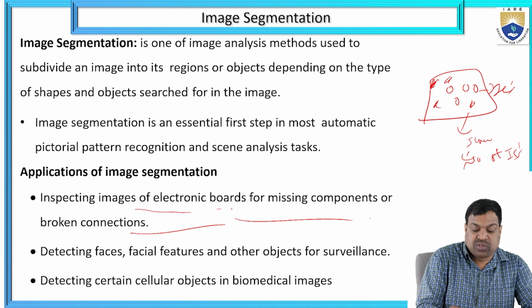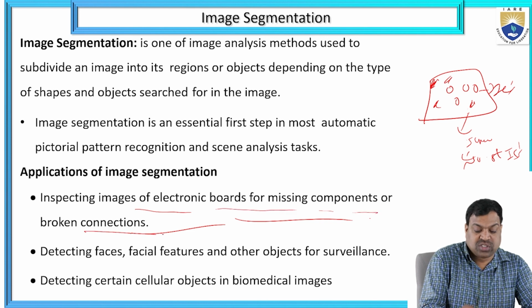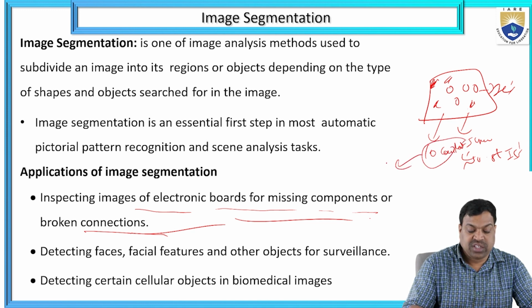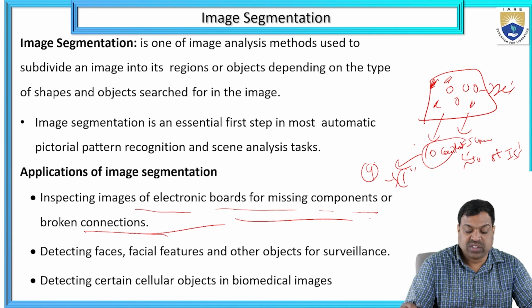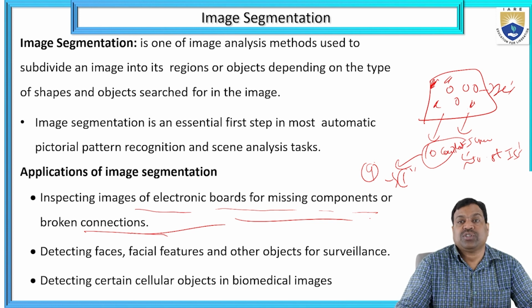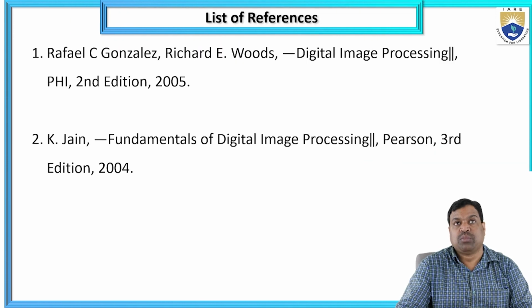This is inspecting the image of electronic boards for missing components and broken connections. Suppose here 10 components are there. When I go for image segmentation, 10 are showing. If anything is broken and it shows as 9, then definitely one is missing. It shows that the electronic board has missing components or broken connections. Other applications are detecting faces, facial features, and other objects in surveillance, and detecting certain cellular objects in a biomedical image is also important.